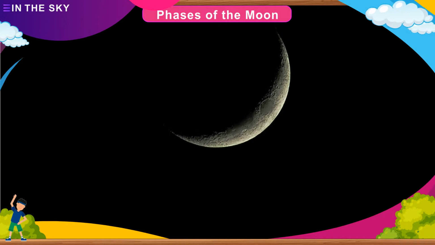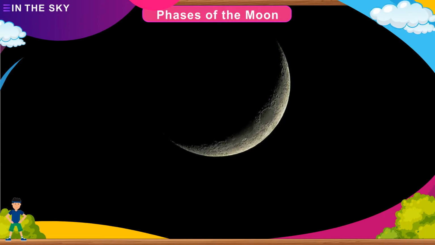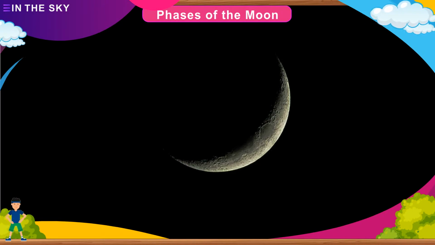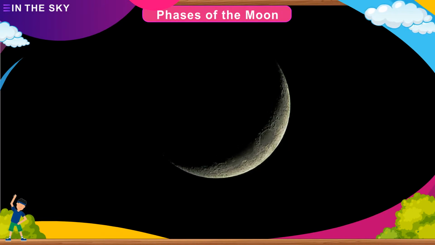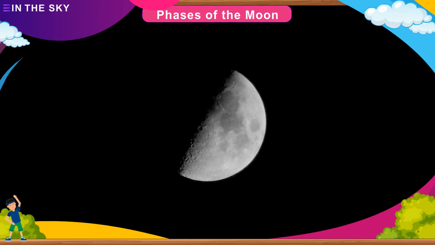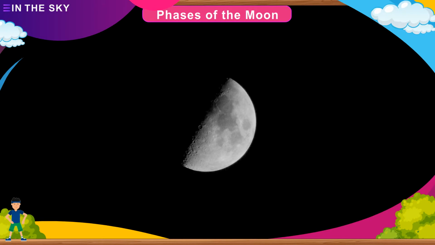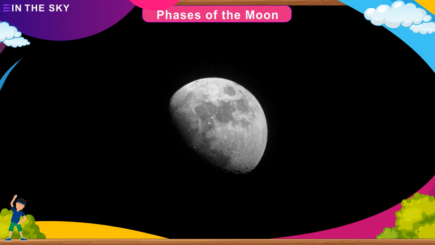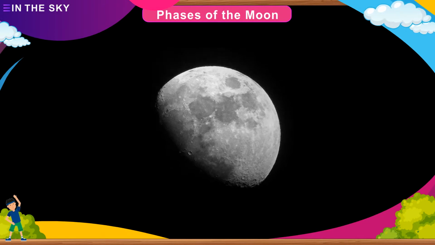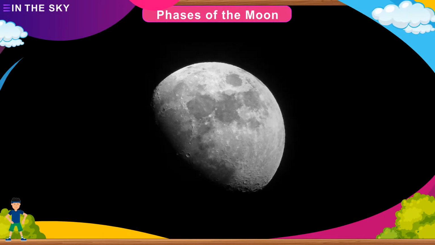After 2 or 3 days, a small portion of the moon gets lighted. Hence, we can see the moon, which is called crescent moon. After a week, we can see half of the moon. This is called half moon. After 10 or 11 days, we can see more than half of the moon. This is called gibbous moon.